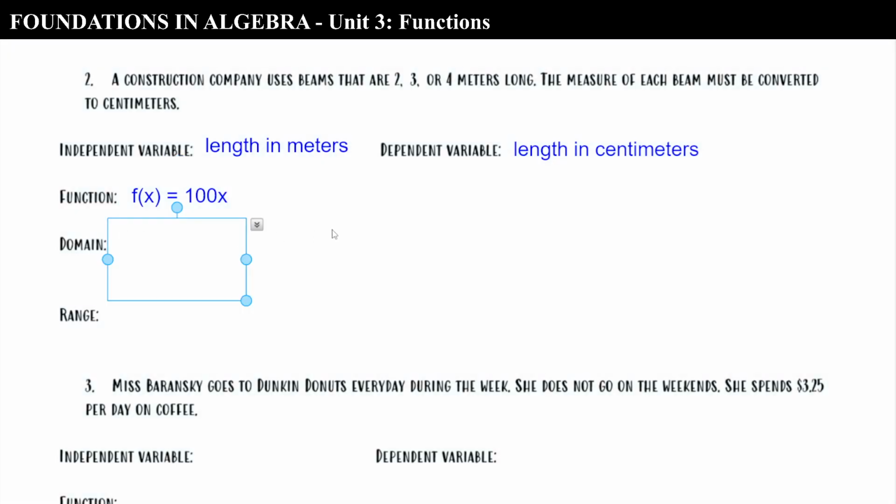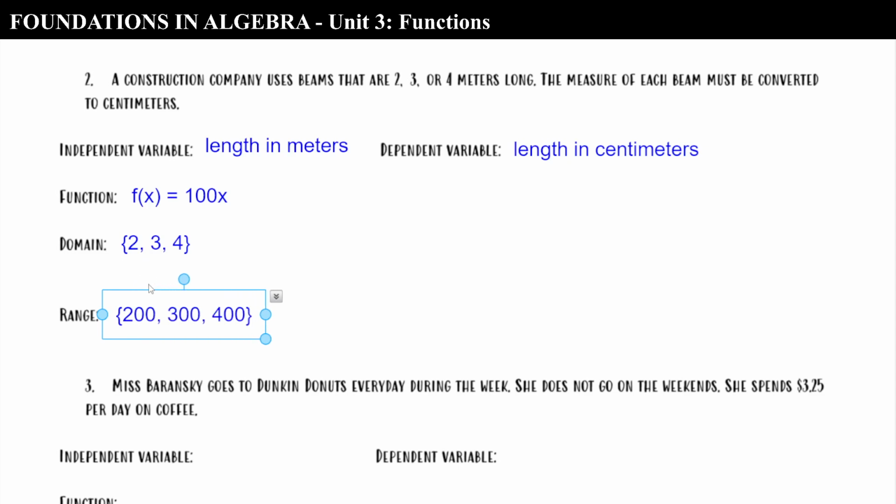So we have beams that are 2, 3, or 4 meters long. So that's our input. And our output is going to be the length in centimeters, which would be 2 times 100, which is 200, 3 times 100, which is 300, and 4 times 100, which is 400. So there is our domain and our range for this function, given the possible beam lengths.